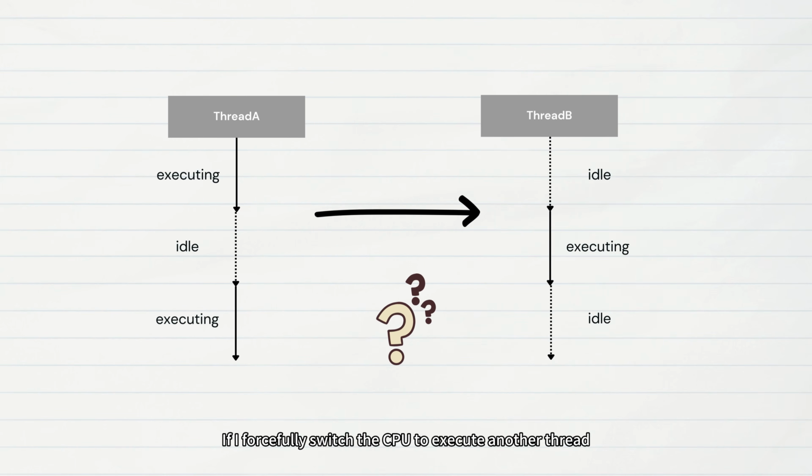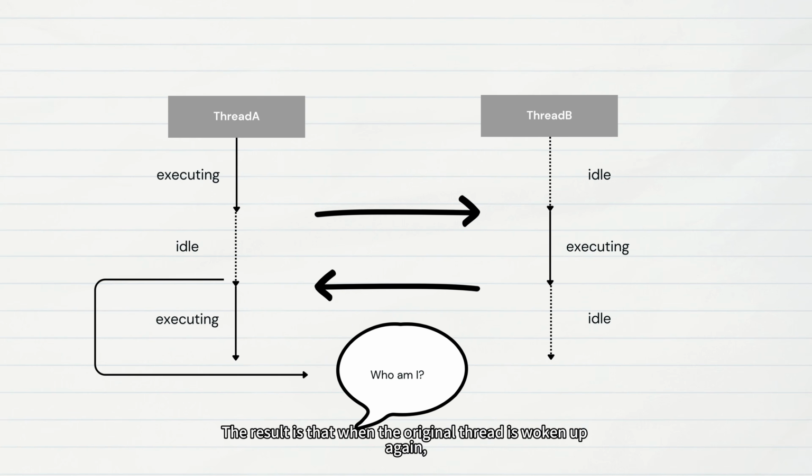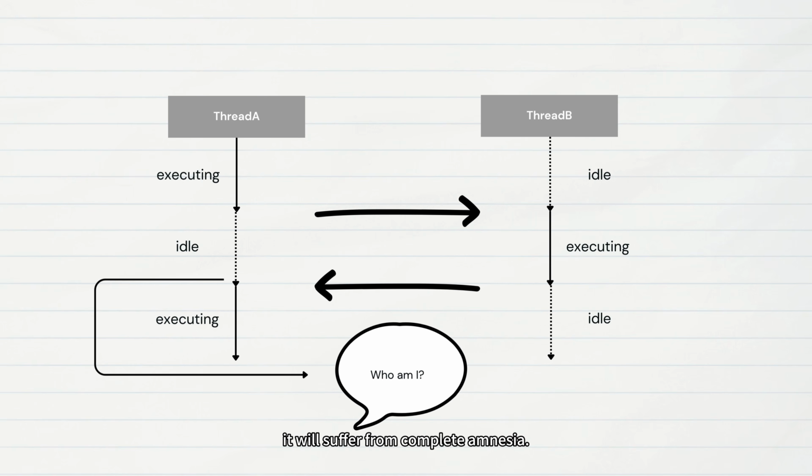If I forcibly switch the CPU to execute another thread right now without saving this context, what would happen? The result is that when the original thread is woken up again, it will suffer from complete amnesia. It won't know where it was in its execution. The values in its registers will be completely scrambled, and the program will crash.